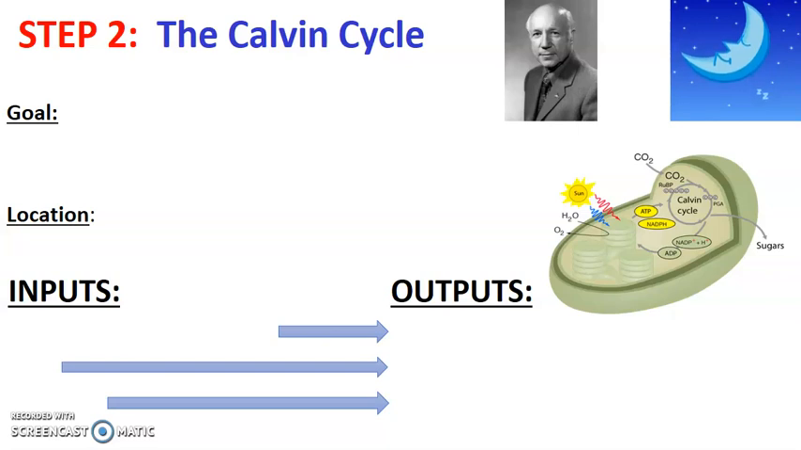Hello everyone, welcome back to our 7th video lecture here for Unit 4, Photosynthesis. In this lecture we're going to discuss the second step of photosynthesis, which is referred to as the Calvin cycle.